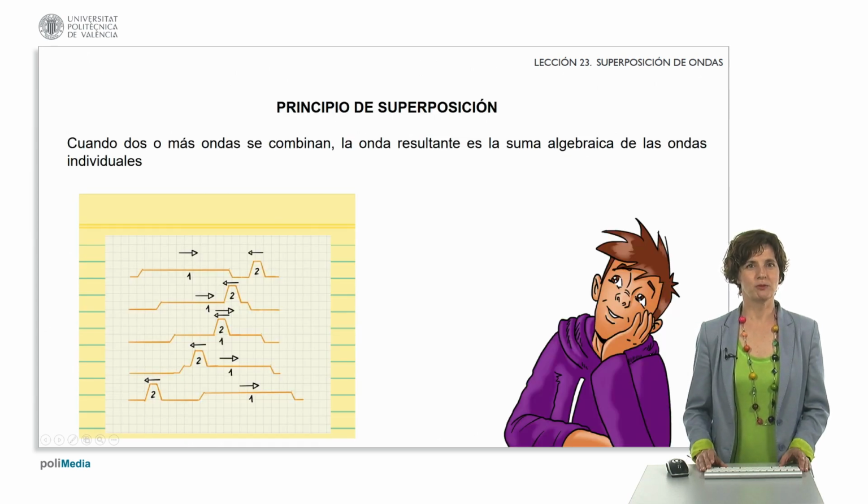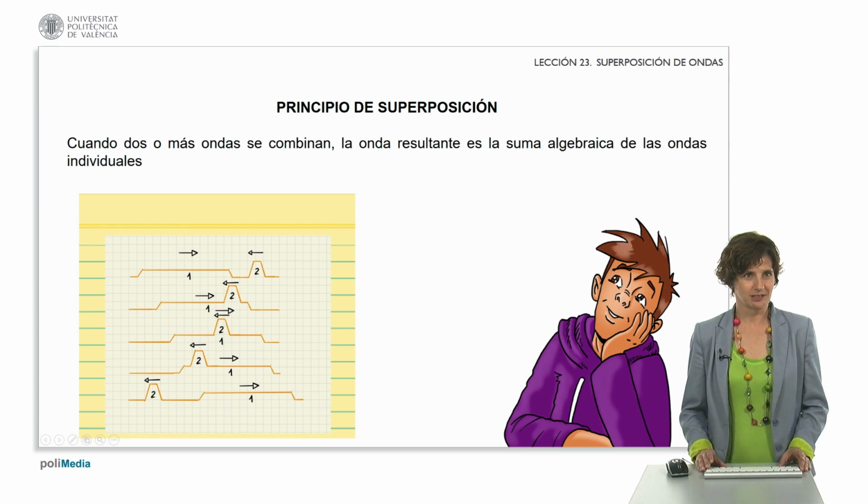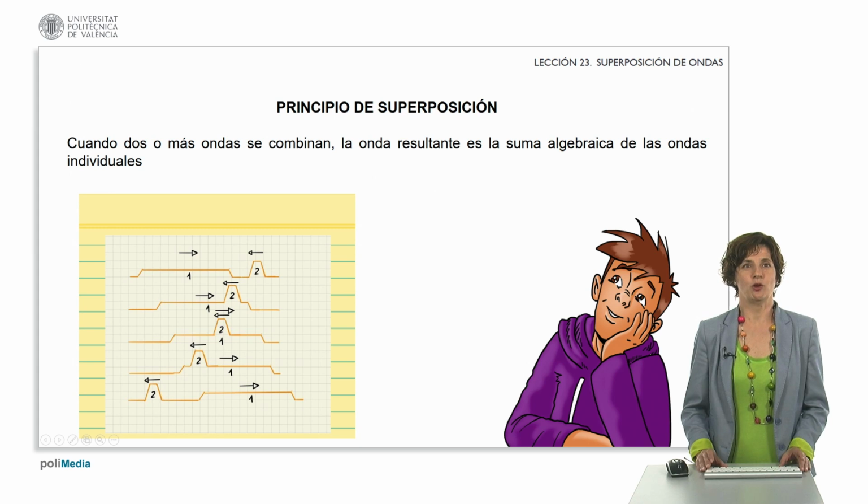In a medium, two or more waves coming from different sources can propagate at the same time, and it may happen that at some point in the medium these waves coincide. What would happen then? Well, the principle of superposition is fulfilled, which says that when two or more waves combine, the resulting wave is the algebraic sum of the individual waves.